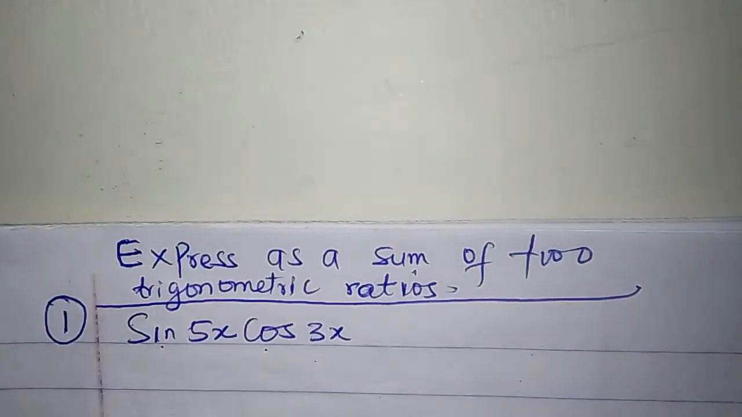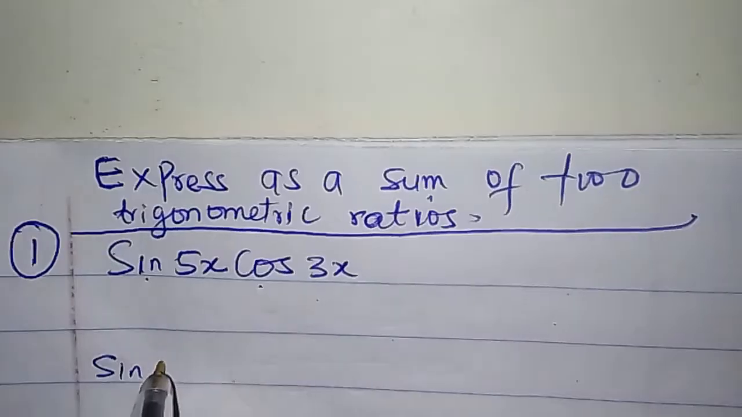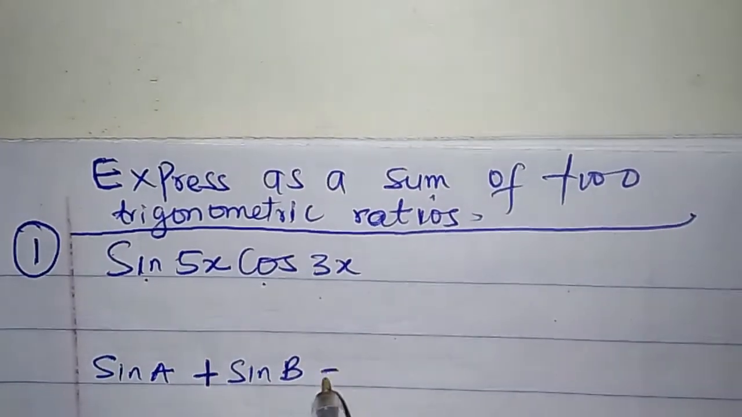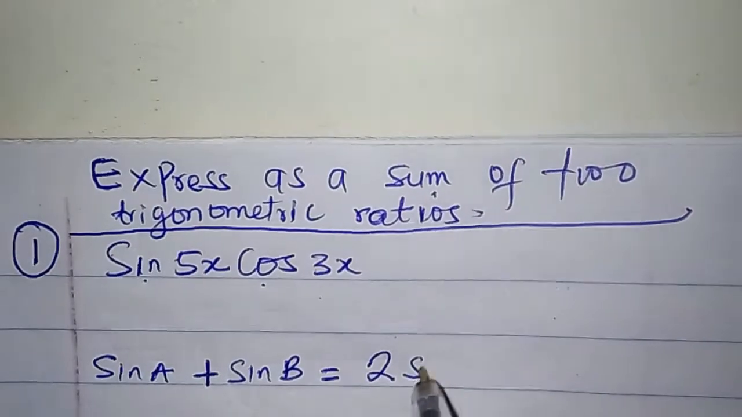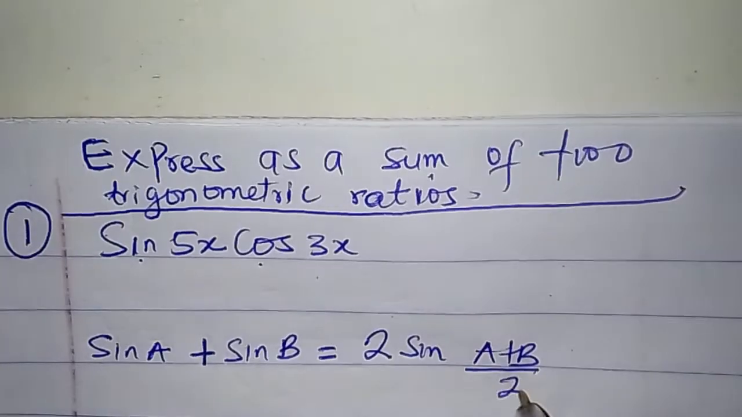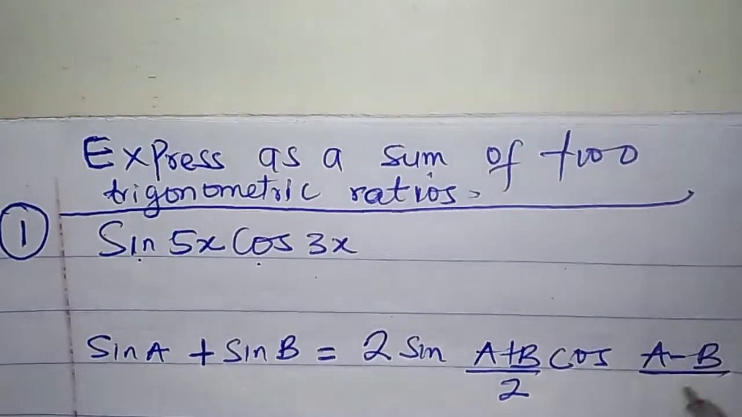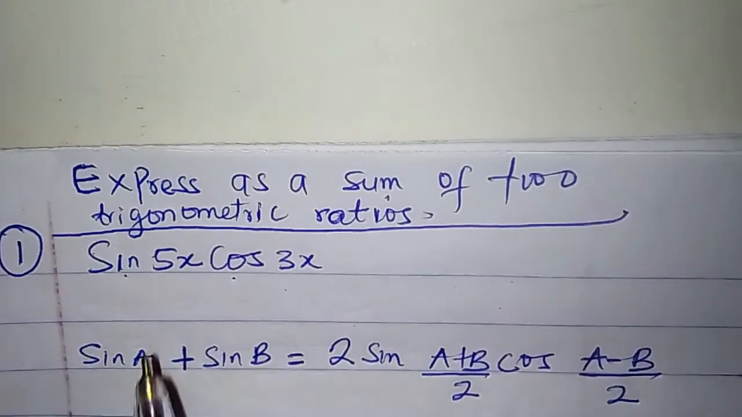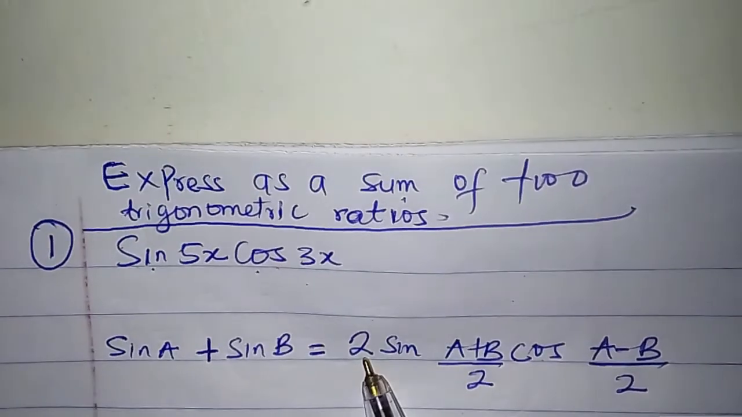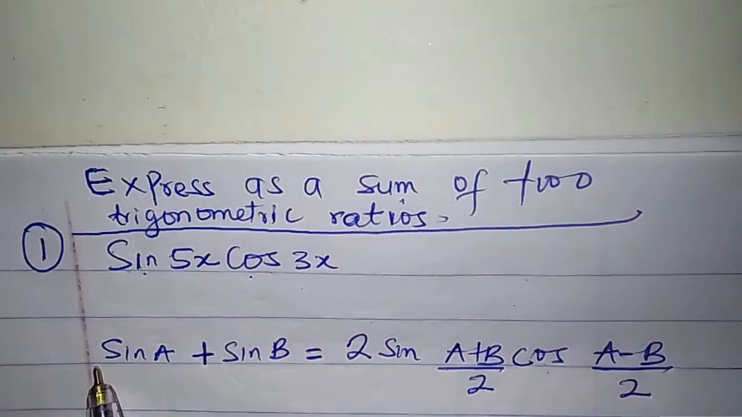So I will make use of the factor formula that says sine A plus sine B is equal to 2 sine (A plus B) over 2 times cos (A minus B) over 2. I am following the pattern that is here, sine before cosine. My factor formula says sine before cosine. So this is the formula that will be applied.